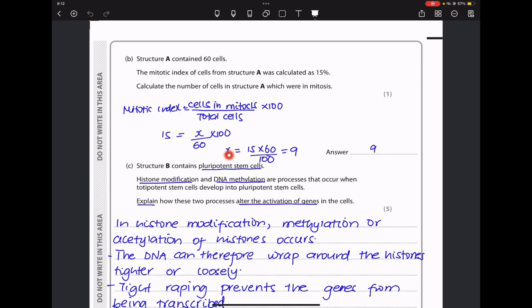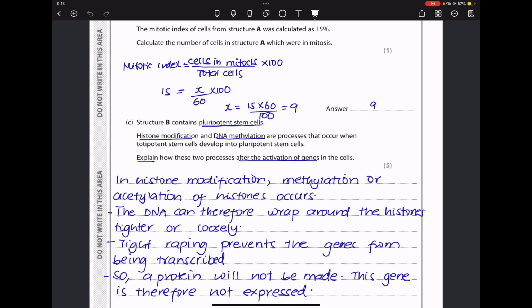Making X the subject, it gave me X is equal to 15 times 60 divided by 100, which is going to be 9. So there are 9 cells in mitosis. In Part C, structure B contains pluripotent stem cells.